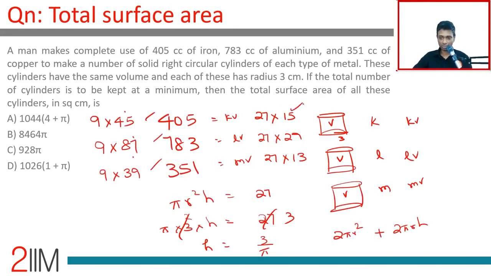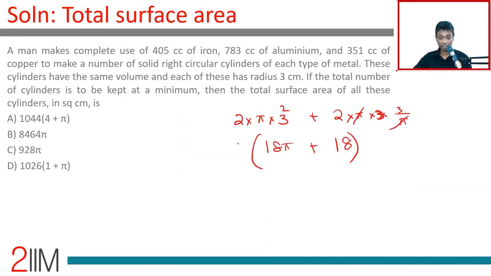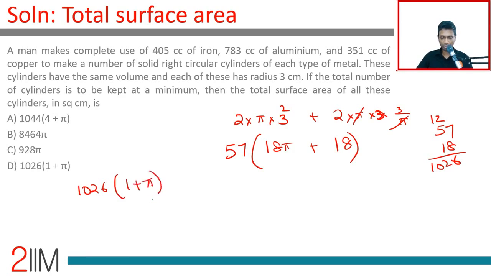How many cylinders are there? There will be 15 plus 29 plus 13. 13 plus 29 is 42, plus 15 is 57. 57 times 18 pi plus 18. So 57 into 18 times pi plus 1. 18 sevens are 126, 12 carried. 18 fives are 90, and 90 plus 12 is 102. It's 1026 times 1 plus pi square centimeters. We've got this answer.